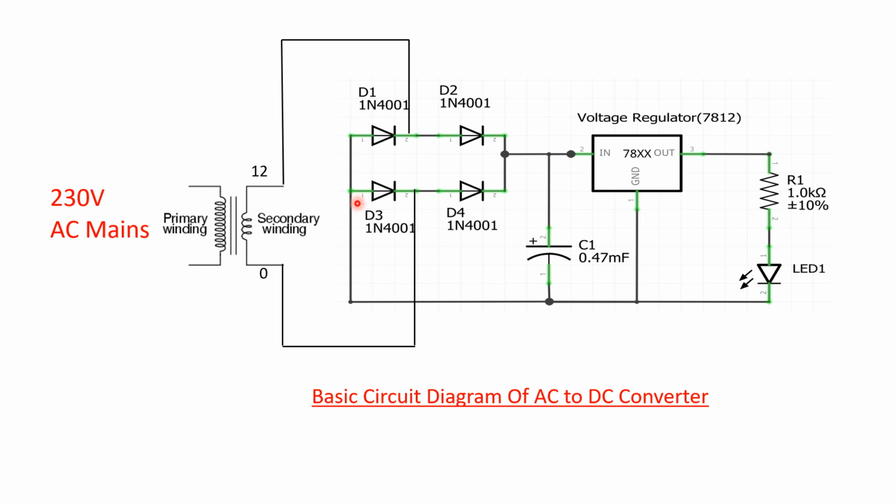Now let us see how this circuit works. So we get 230 volt AC from the source to the primary winding. Then the secondary winding steps down the voltage to 12 volt AC, which is given to the bridge rectifier. Then the bridge rectifier converts it into 12 volt DC, but it contains ripples. So the capacitor is used here to reduce the ripples.